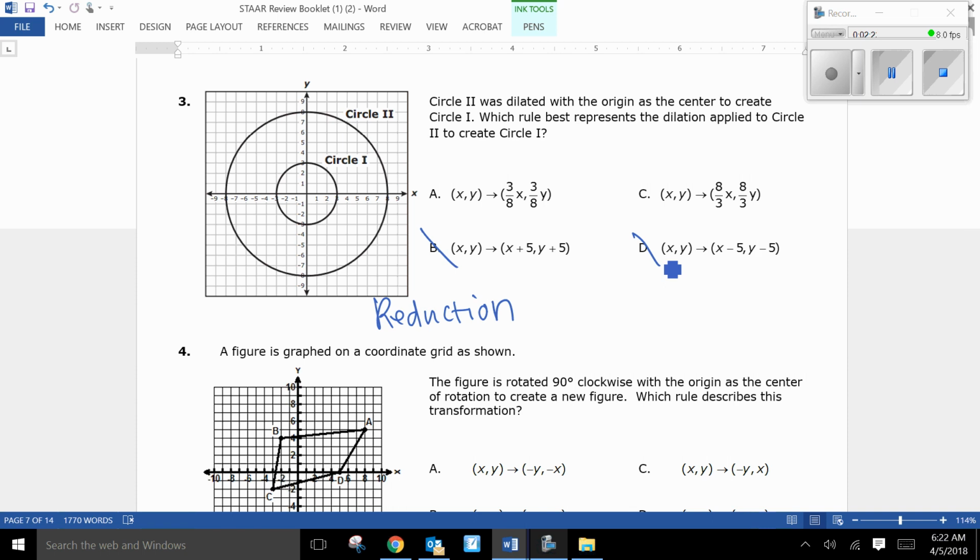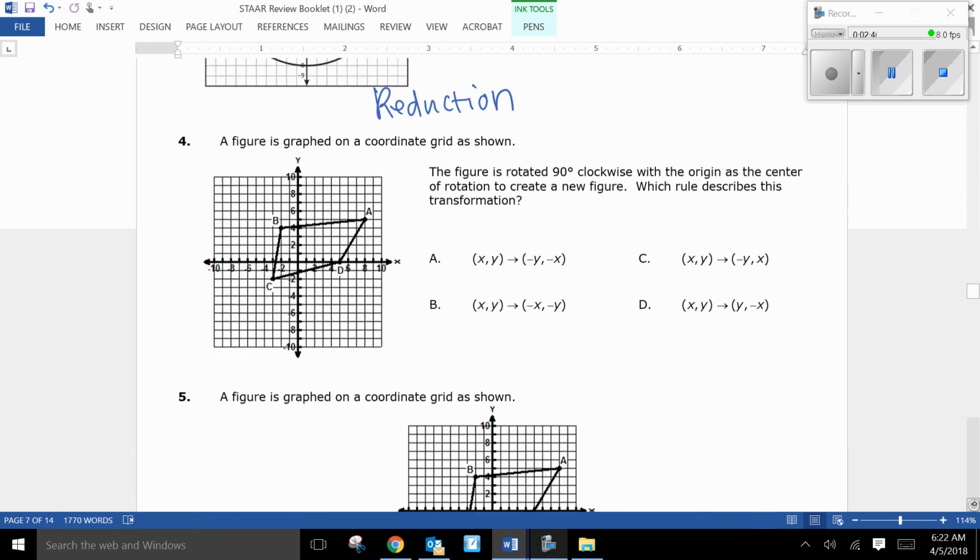And I want it to get smaller, so it's not C because 8/3 is greater than 1. So it must be A because it is decreasing in size.